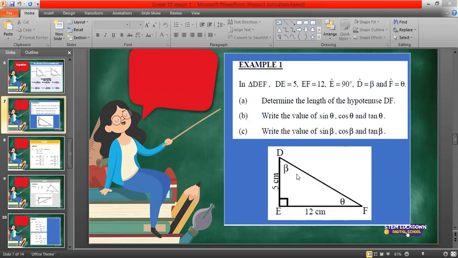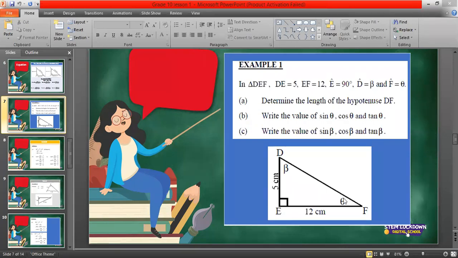Now write down the value of sine theta, cos theta, and tan theta. How do you get the value of sine theta, cos theta, tan theta? What would be our sine theta here? This is our theta here, this is our angle that's being referred to.